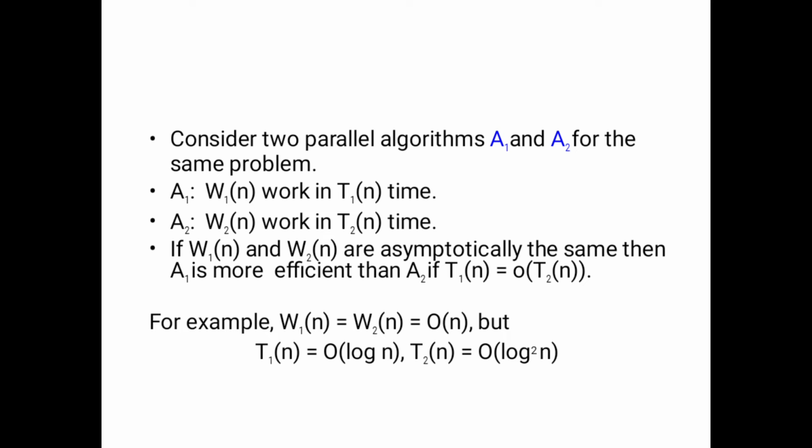For example, W1 of n is equal to W2 of n is equal to order of n, but for time complexity T1 of n is equal to order of log n, and T2 of n is equal to order of log square n. Here the time complexity is different, but the work complexity is the same. So that's why A1 is more efficient than A2.